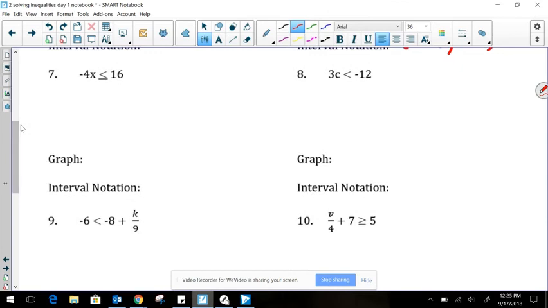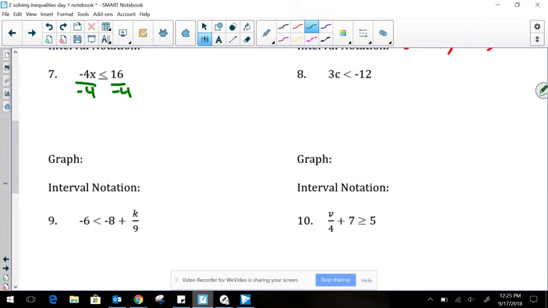All right, now number 7 here. We have negative 4x is less than or equal to 16. So I need to divide by negative 4. This is where it gets interesting. Whenever you multiply or divide by a negative, you flip your sign. So I'm going to have x is now greater than or equal to negative 4.